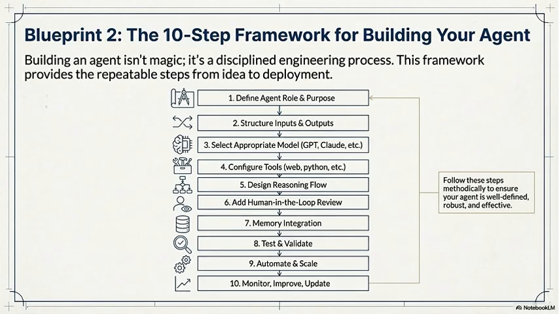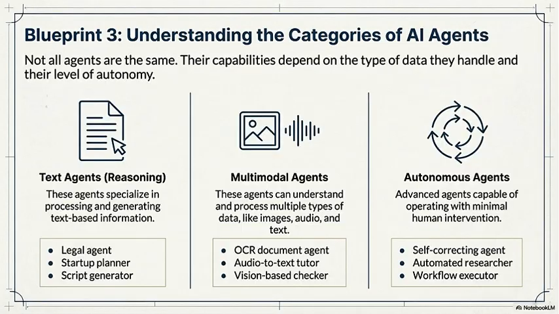Okay, step 2. Structure inputs and outputs. This feels like one of those things people forget until it's too late. Oh, it's so often an afterthought. But this is the data contract. You have to decide up front. Is my input going to be a clean JSON object, a messy PDF, raw text? And what about the output?